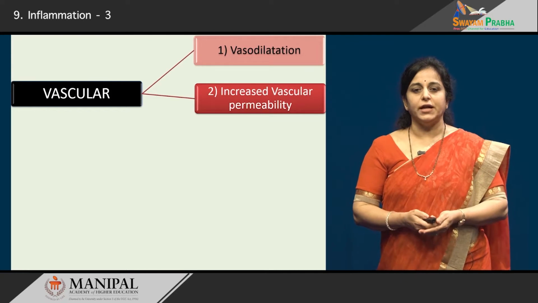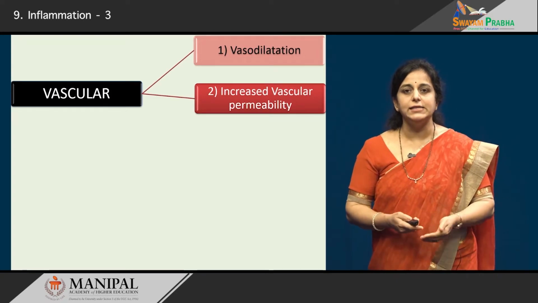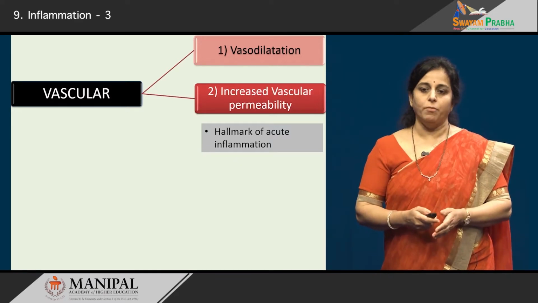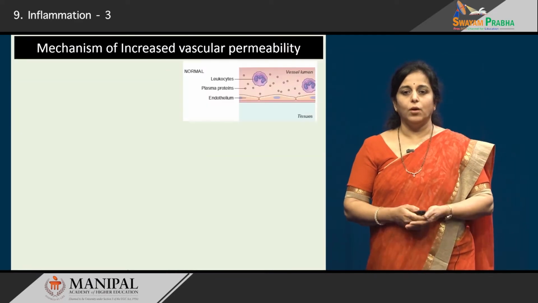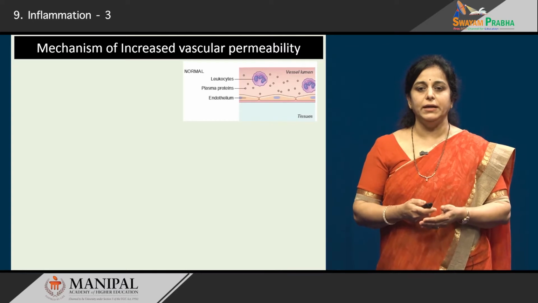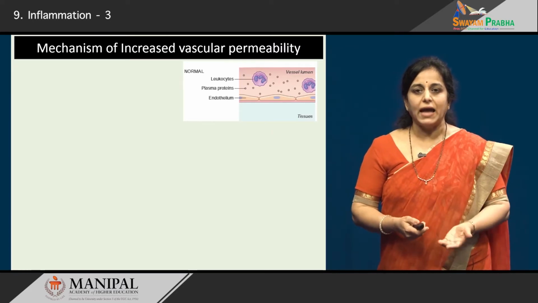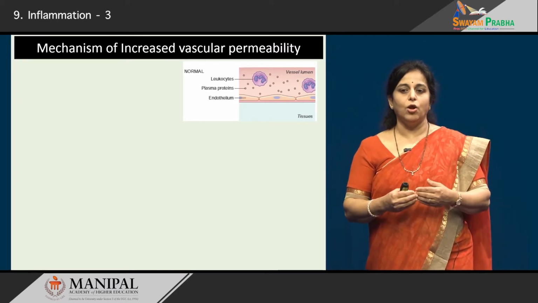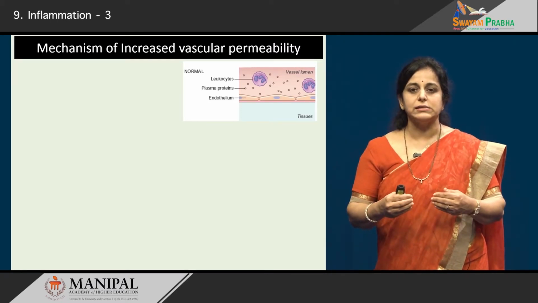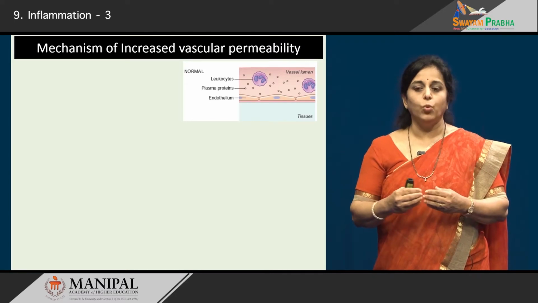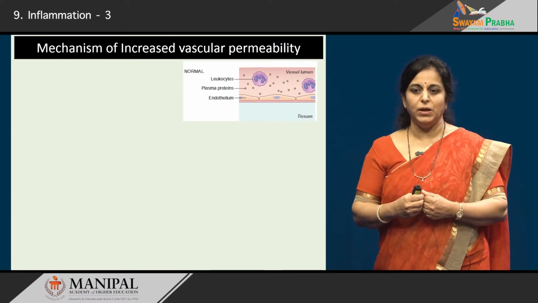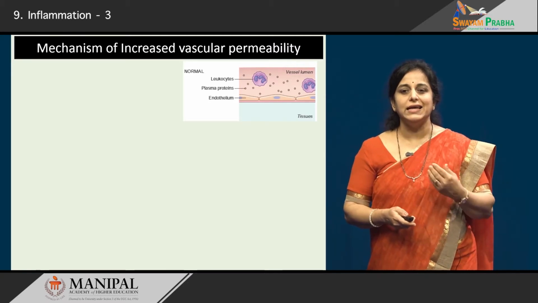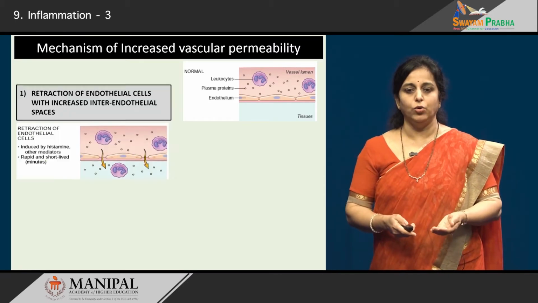The second feature that occurs in vascular events is increased vascular permeability. This is the hallmark of acute inflammation. Why does increased vascular permeability occur? What is the mechanism behind it? You can see in the normal blood vessels, the endothelial cells are closely opposed to each other without any gaps between them. Whereas, at the site of inflammation, you see increased gaps between the endothelial cells.